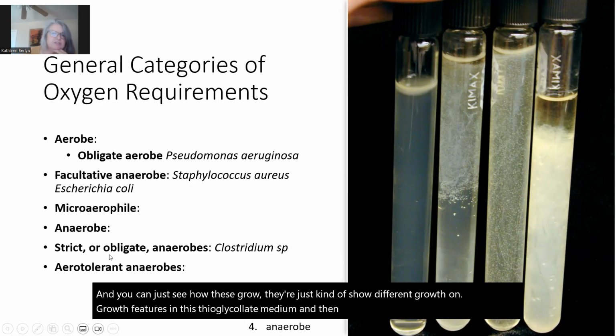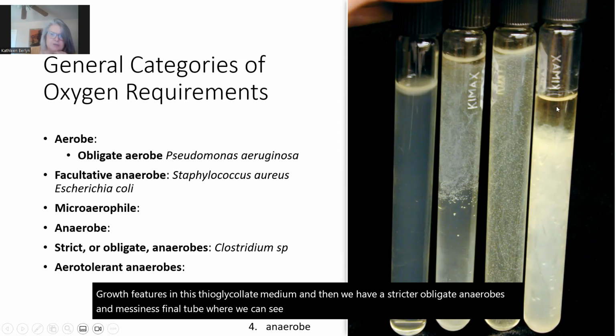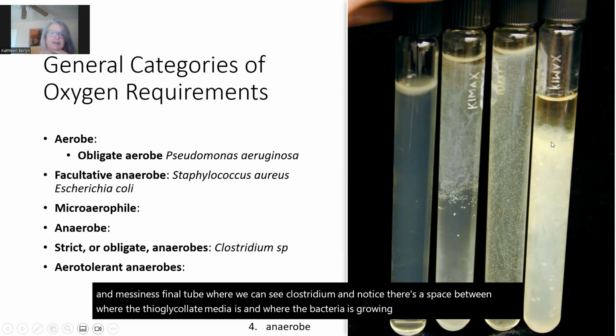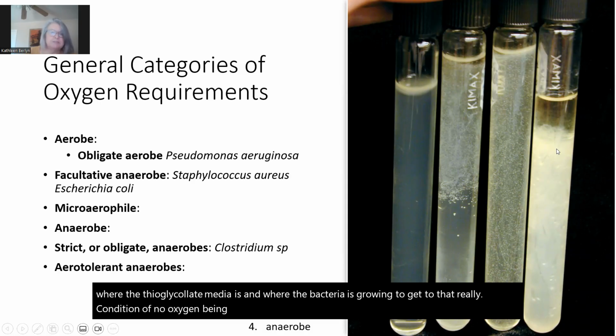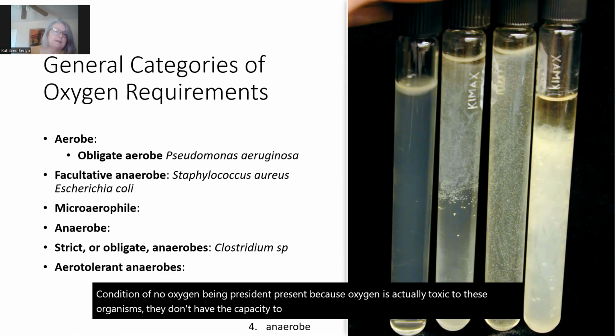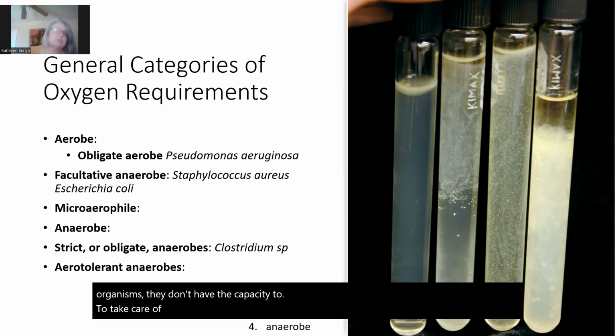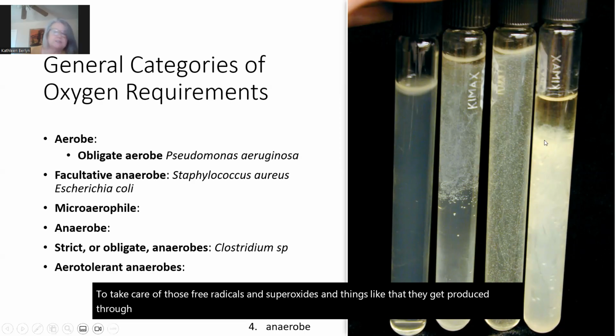And then we have strict or obligate anaerobes, and that's in this final tube where we can see Clostridium. And notice there's a space between where the thioglycolate media is and where the bacteria is growing, to get to that condition of no oxygen being present, because oxygen is actually toxic to these organisms. They don't have the capacity to take care of those free radicals and superoxides and things like that that get produced by oxygen. So they have to be sequestered and removed from the oxygen.